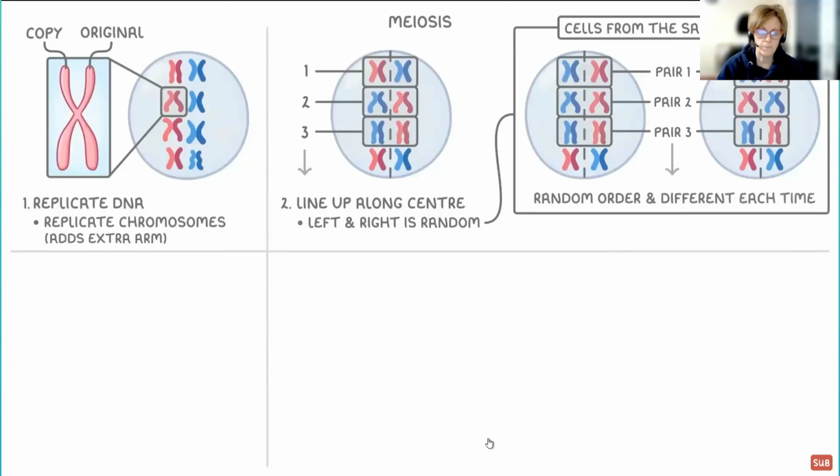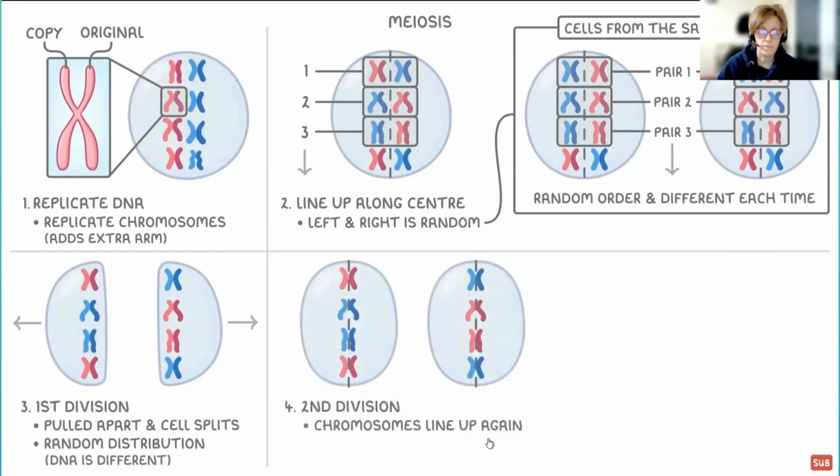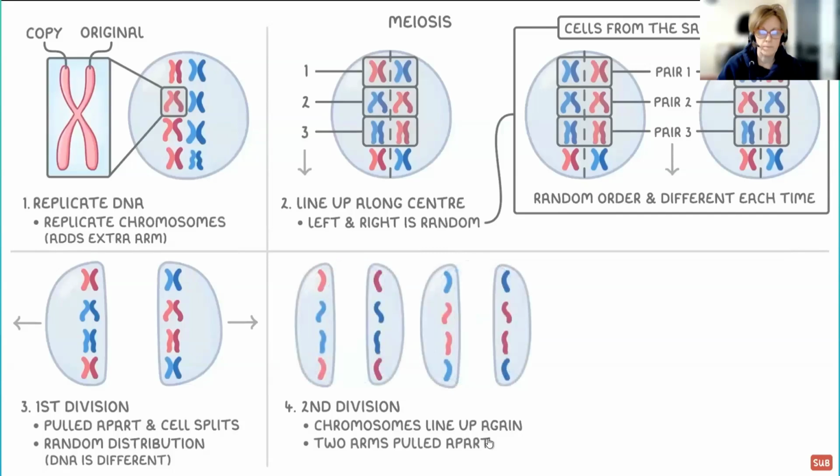And this point is actually really important, because it means that in the next stage, when the chromosome pairs are pulled apart and the whole cell splits in 2, the chromosomes are going to be randomly distributed, with each half of the split cell getting a different combination of maternal and paternal chromosomes, which means the DNA in each of those 2 cells is going to be different. Next, we have the second division, and for this, the chromosomes all line up along the center of the cell again, but this time, it's the 2 arms of each chromosome that are pulled to opposite sides of the cell. And when the cell is ready, the cells then divide in half again, leaving us now with 4 cells.